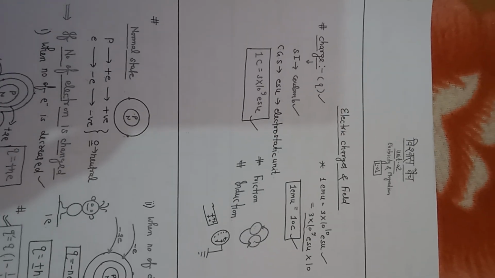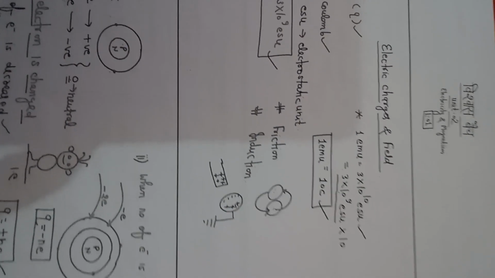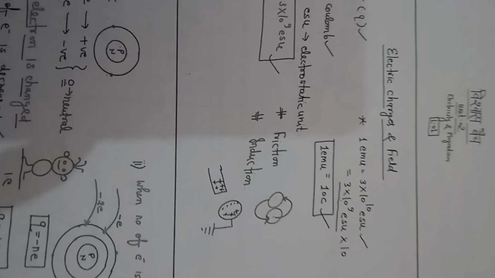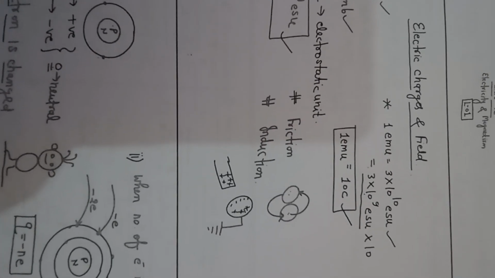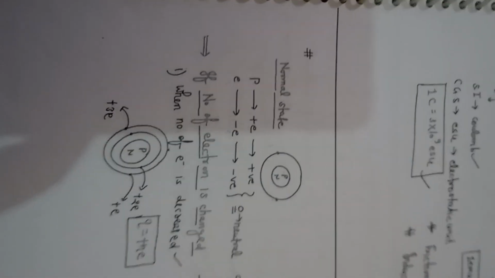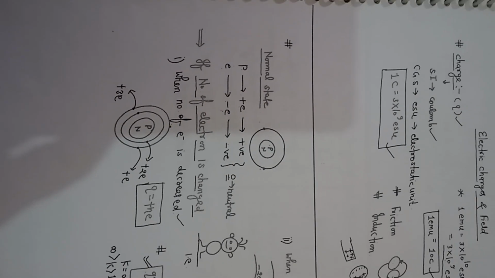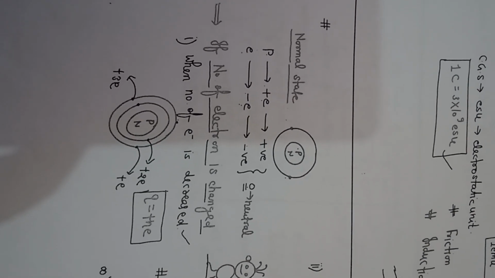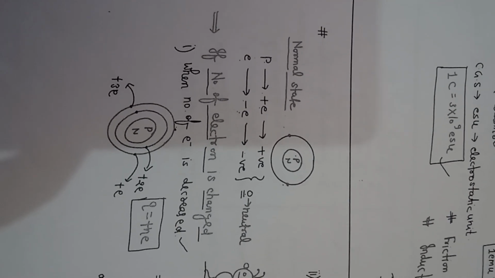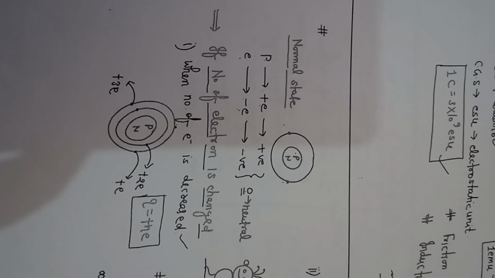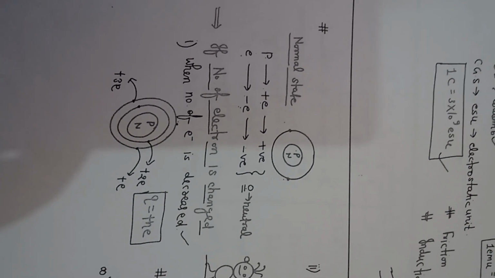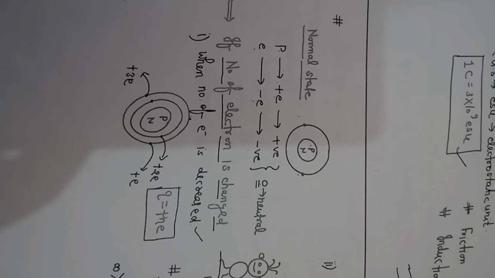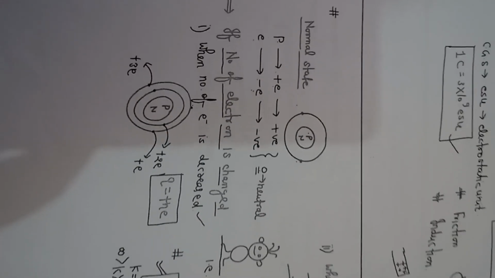So 1 EMU is equal to 10 coulomb, and there are two processes by which charge can be transferred. The one is friction and the second is induction. Okay, now I am moving on to another. So now I am telling the normal state. When an electron is lost, it becomes positive charge, and when an electron is gained, it becomes negative charge. It is a normal state and neutral state. If the number of electrons is changed, then I will discuss what happens.